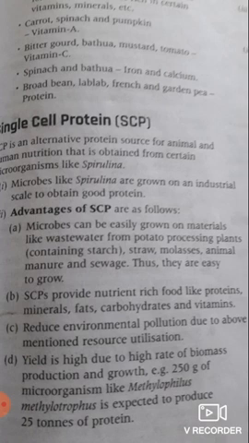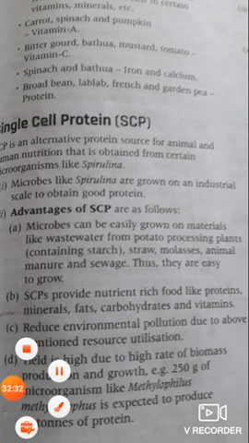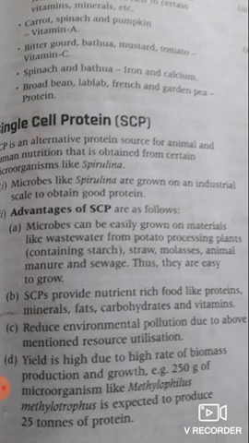As you can see in different places, people have started to use mushrooms. Why do people use mushrooms? Because of such conditions. So this way this topic is completed. Tomorrow we will start tissue culture, the last topic of this chapter. Thank you.